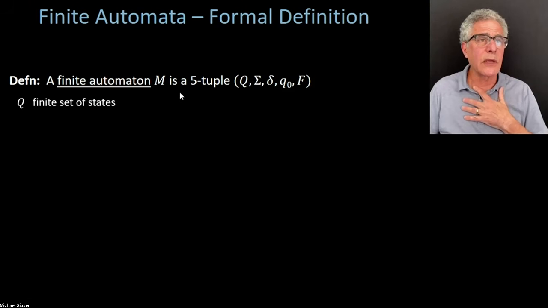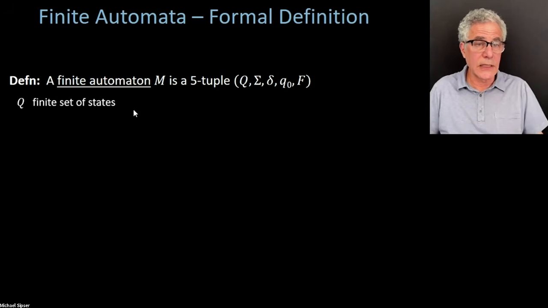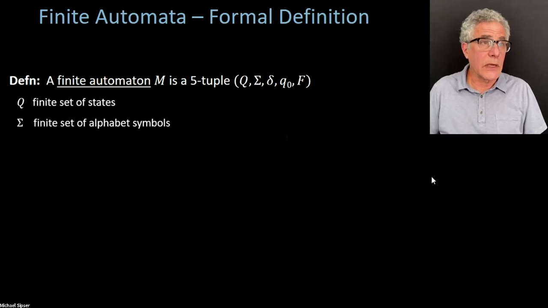So a finite automaton, we call it a 5-tuple. Don't be put off by that. A 5-tuple is just a list of 5 things. So a finite automaton, in our definition, is going to have 5 components. It's going to have Q, which is going to be a finite set of states, which we'll designate as the states of the automaton. Sigma is the alphabet symbols of the automaton, another finite set.